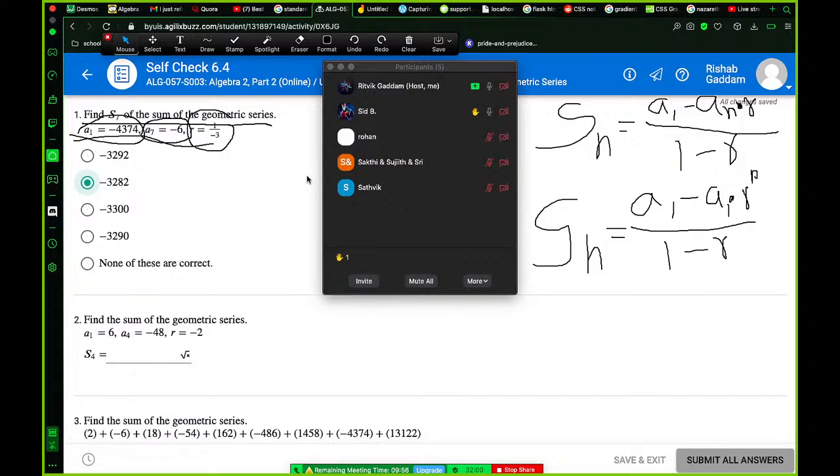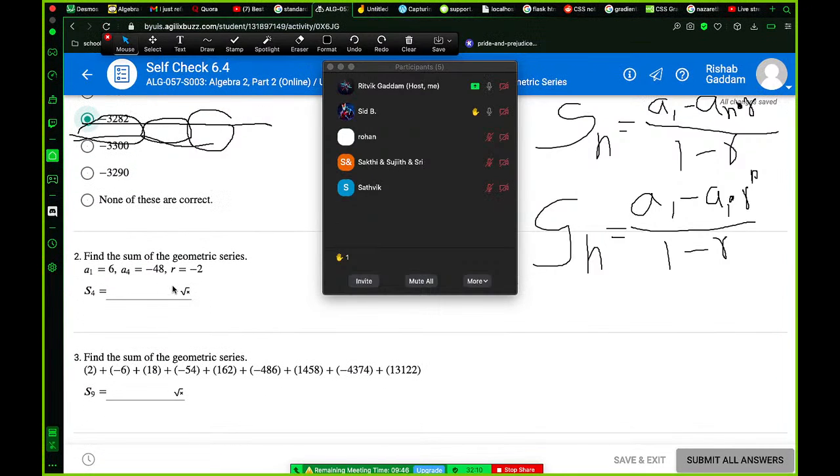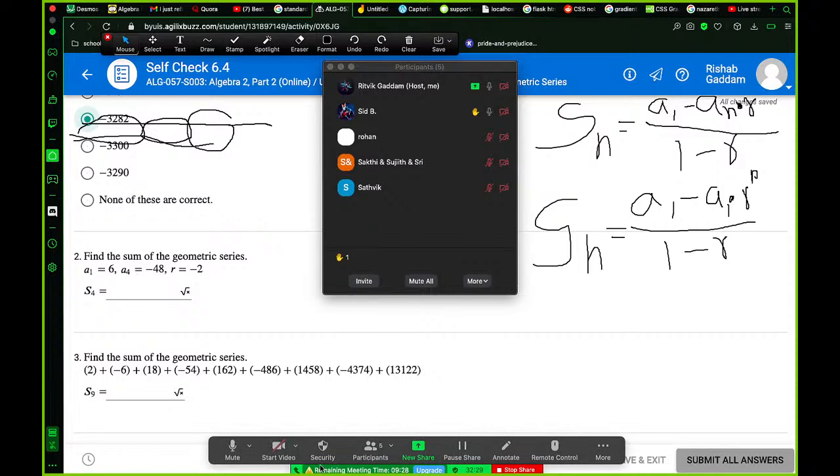Okay, so good job, Sid and Rohan. The meeting is gonna end in 10 minutes, so let's keep going with this stuff. So number 2, raise your hand in the participants list if you want to do number 2. Nobody wants to do it? Okay, sure. Sid, you can do it again.